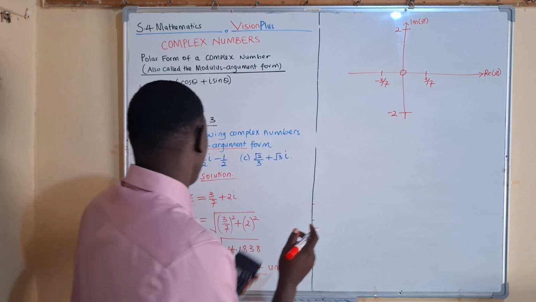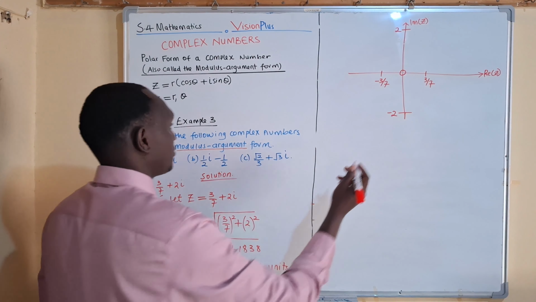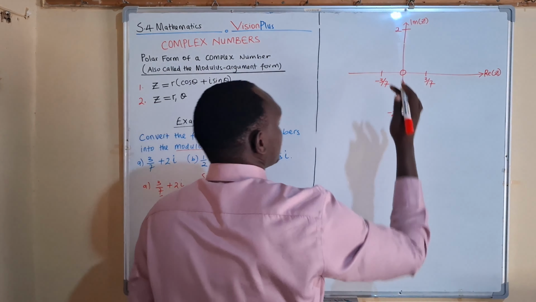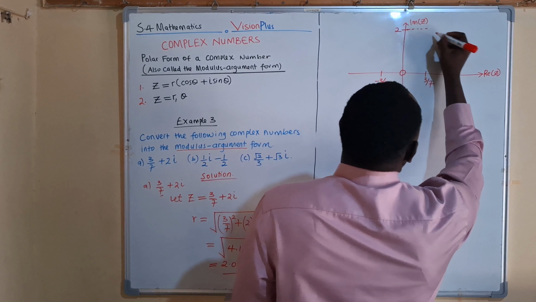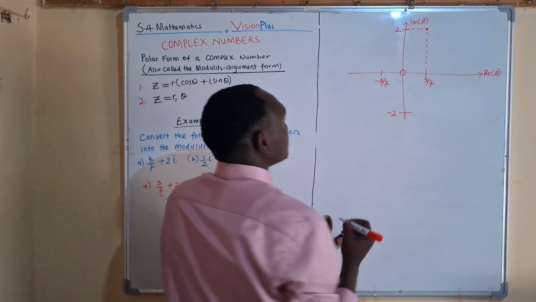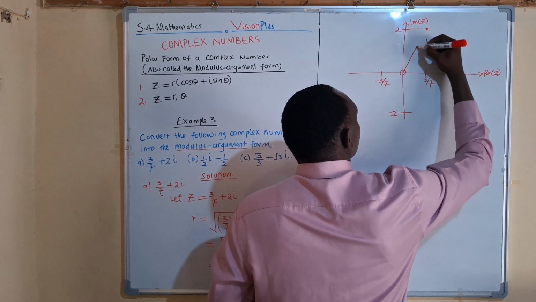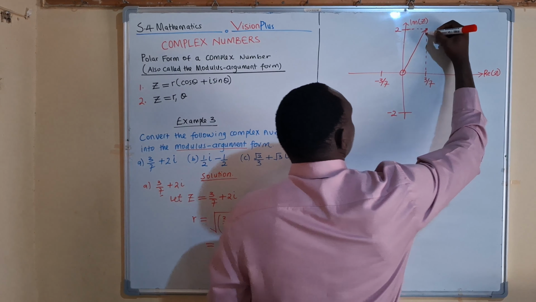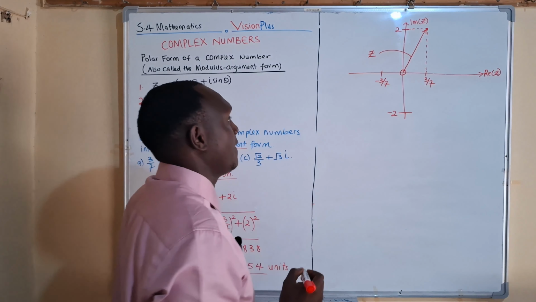Now, 3/7 is on the real part, positive, which is here. 2 is on the imaginary part, which is there. So we are going to look for the point of intersection of these two. They are meeting somewhere there. So we draw a straight line using a ruler from the origin up to where the complex number is, and then you put an arrow on top. This is your complex number, which you have called z.